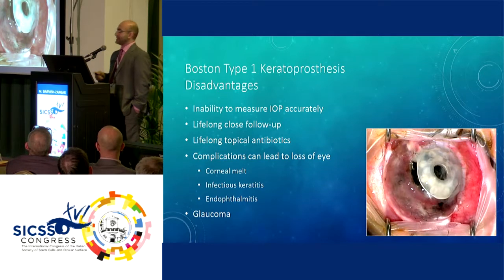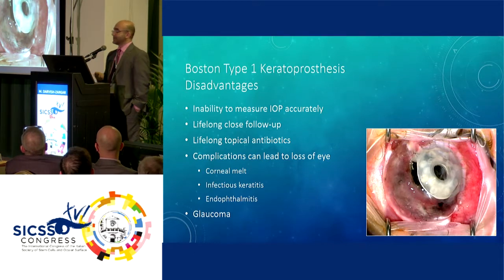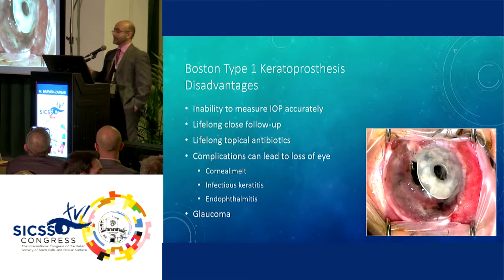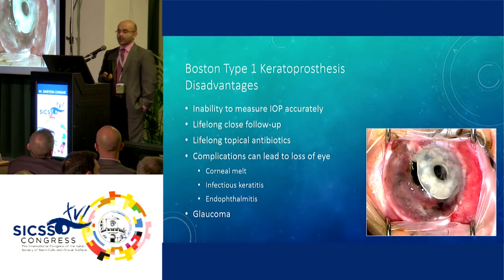However, there are definite disadvantages, and that's one thing we're going to talk about. You can't measure the IOP. You usually have to use your finger or something like that. You're not going to get accurate IOP follow-up. You need lifetime close follow-up, lifelong topical antibiotics, and you can get complications that lead to corneal melt, infectious keratitis, and endophthalmitis. With all of these, you'll lose the eye. You don't just lose the surface, the whole eye is gone. And probably the most important and one of the worst of these is glaucoma.